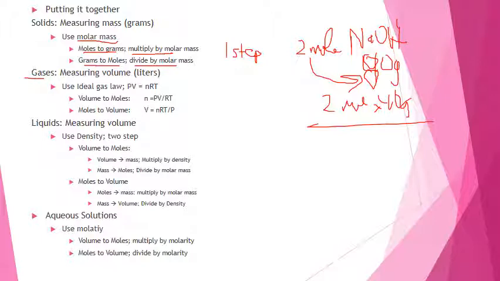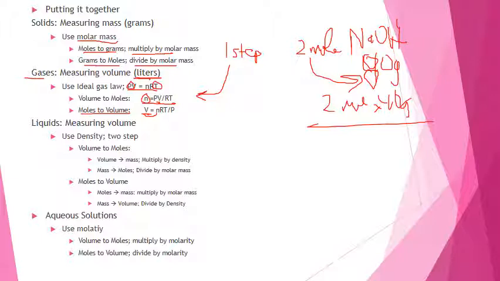For gases, the measuring unit is usually liters. If it's milliliters, you have to go to liters. You're going to use the ideal gas law and rearrange the equation for N. Given V, you figure out N, and if you have moles and want volume, you have N and you go to V. Again, that's one step, and this is assuming that pressure and temperature are constant.